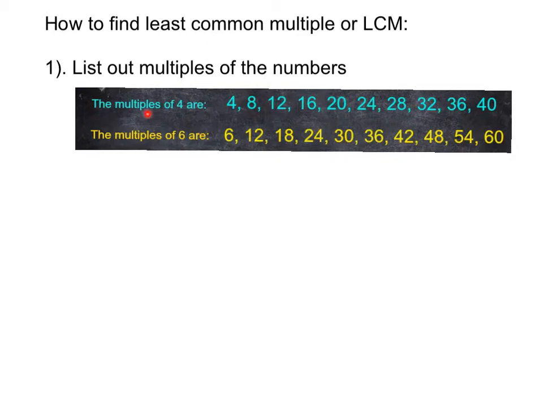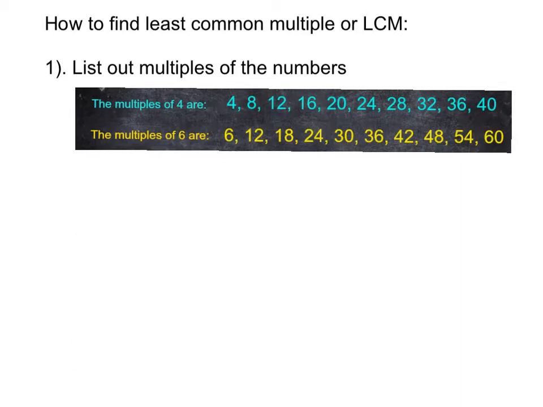So multiples of 4, the first one being 4. If I add 4 to that, I get 8. Then I add another 4, I have 12. I add another 4, and I have 16, and it keeps on going. I keep on adding 4. And 40 isn't the last multiple of 4. These could keep on going. You just stop at a certain point, and you might have to add more, and you might not.